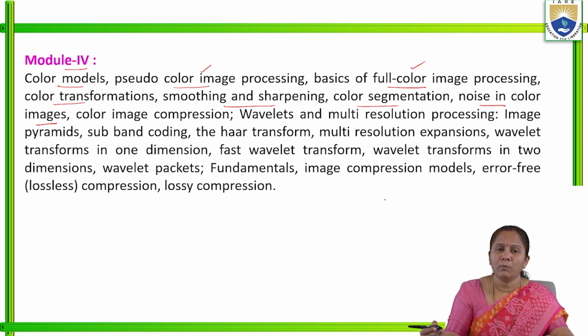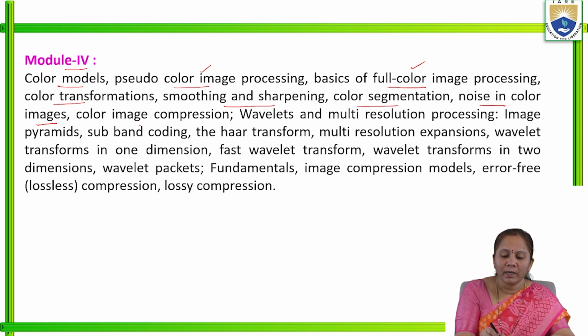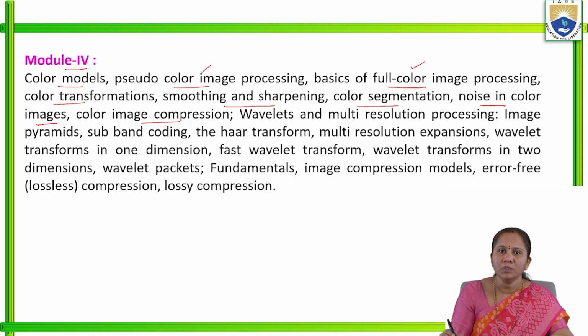We have also discussed the different types of noises that are available: Gaussian noise, impulse noise. All these noises we have seen. Based on the type of noise, we have discussed what type of filters we have to apply to eliminate that noise. And also we have seen the different reasons for that type of noise occurring. And next we have seen color image compression. What is the necessity of going for image compression? How to compress the image?